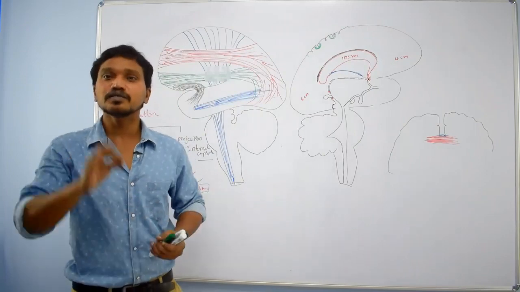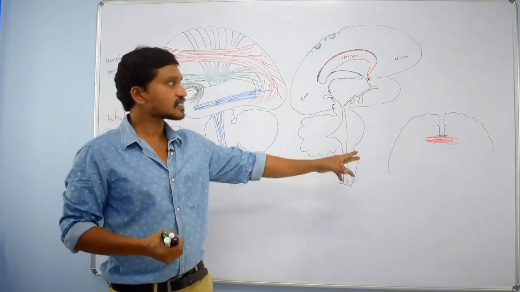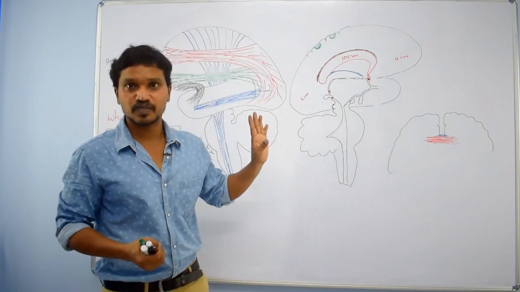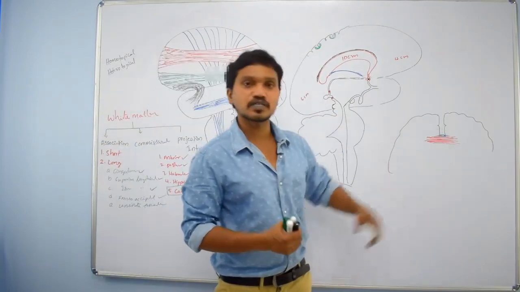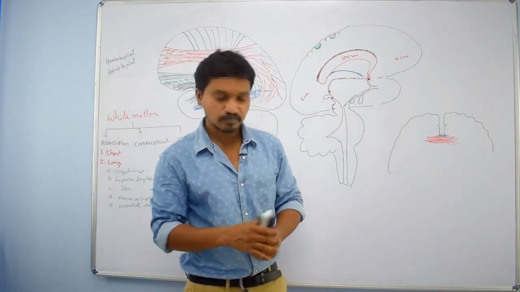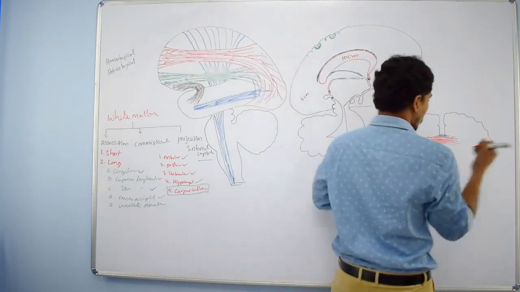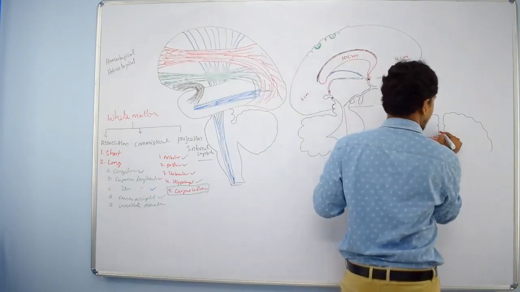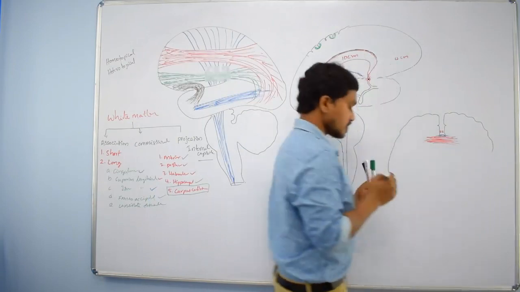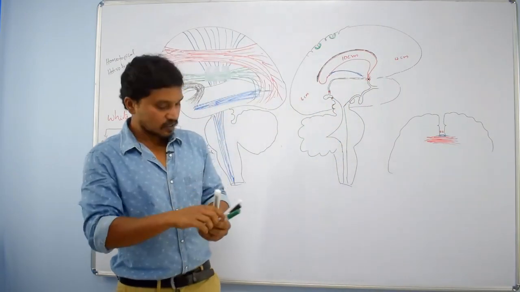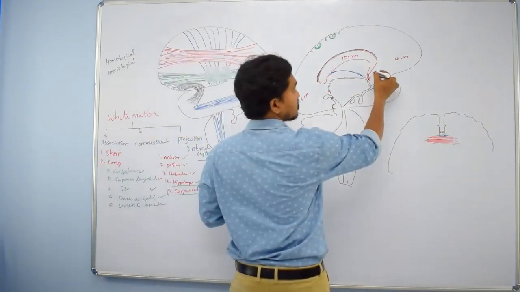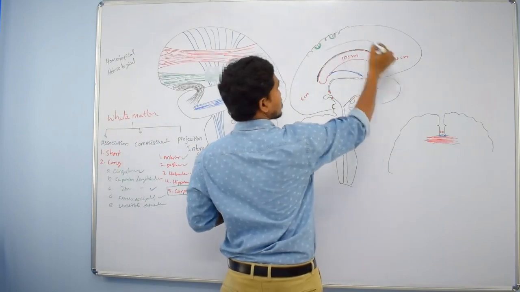So these are the immediate relations in the central part of corpus callosum. Just above this indusium griseum, what can we find? We can find two arteries here, right and left anterior cerebral arteries. So the right and left anterior cerebral arteries will be like this.